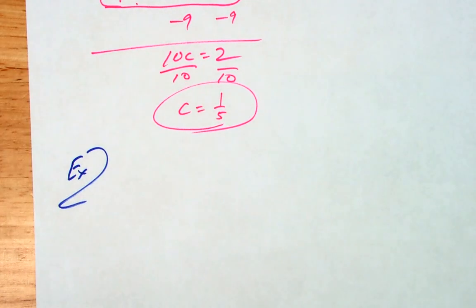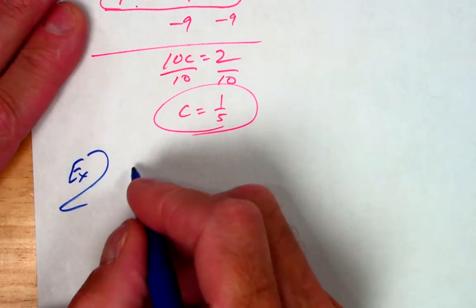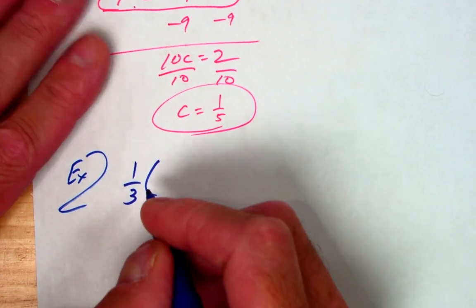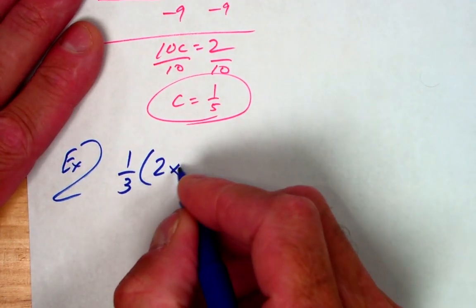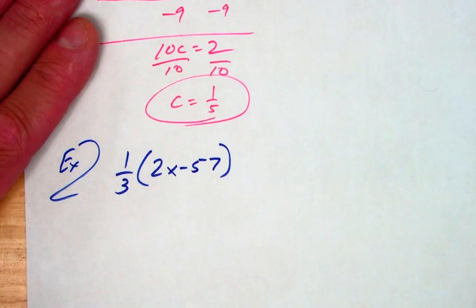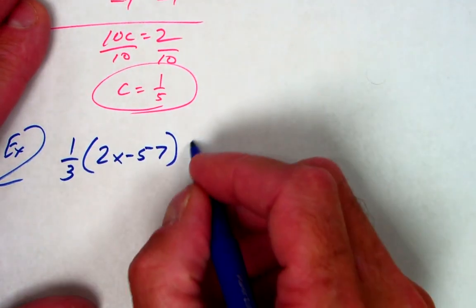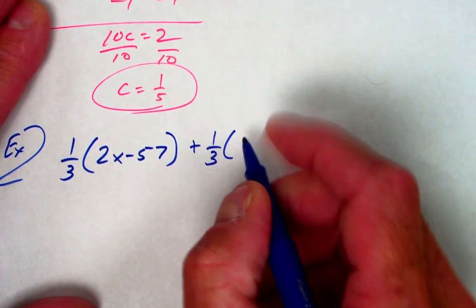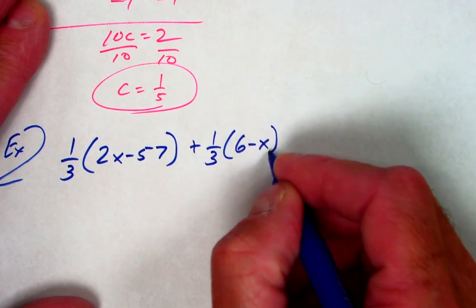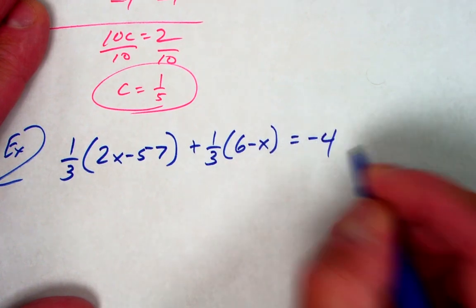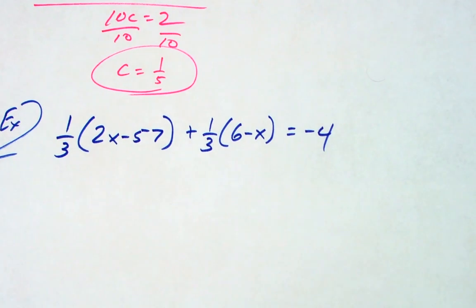Let's do another one of these, see if we can get a little bit better at it. 1/3 times the quantity 2x minus 57 plus 1/3 the quantity 6 minus x equals -4. Okay, I got to talk about some things before you attack this one.